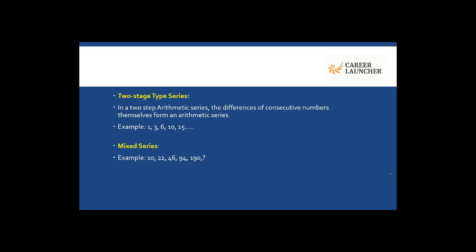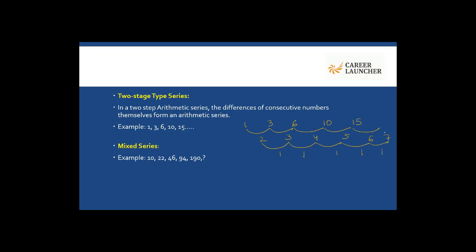Then we have two stage type series. What do we mean by two stage? Let's have a look. 1, 3, 6, 10, 15. So here the differences are 2, 3, 4 and 5. So the next difference should be 6. And if we go one stage below in finding the difference, we get a difference of 1 between 2 and 3, again 1 between 3 and 4. So that way.